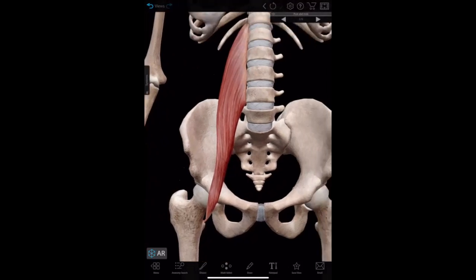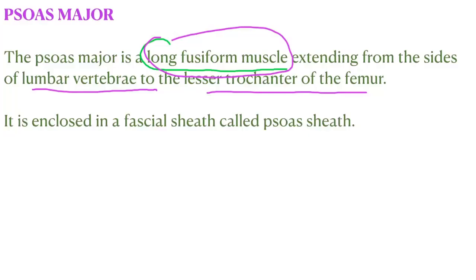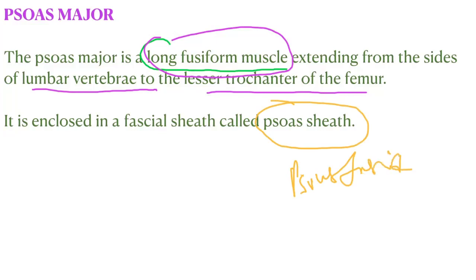It is enclosed in a fascial sheath called psoas fascia. Okay, this is nothing but the psoas fascia. It encloses the psoas muscle as a psoas sheath, and this is a very important sheath in the entire body because of the clinical application, right?